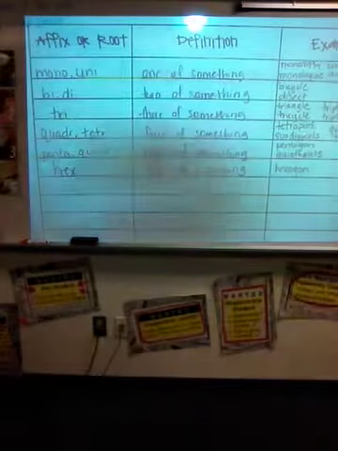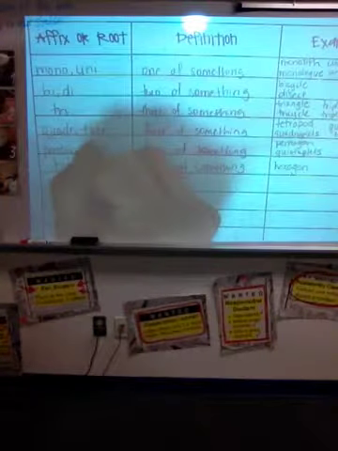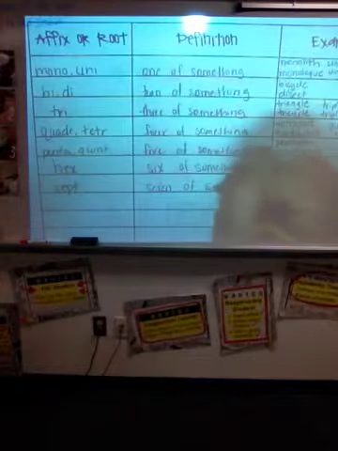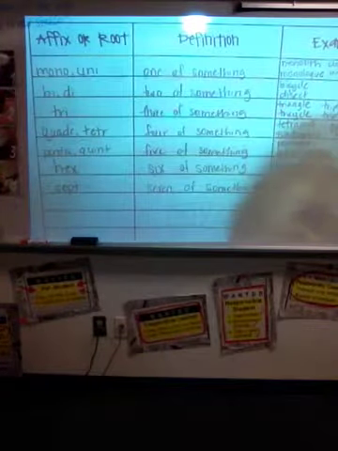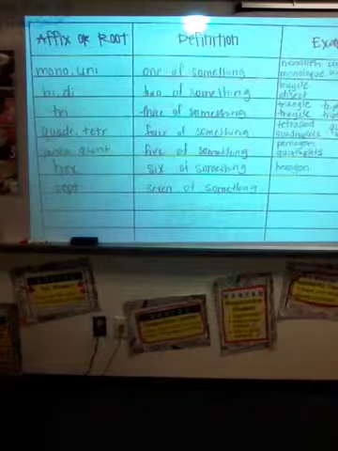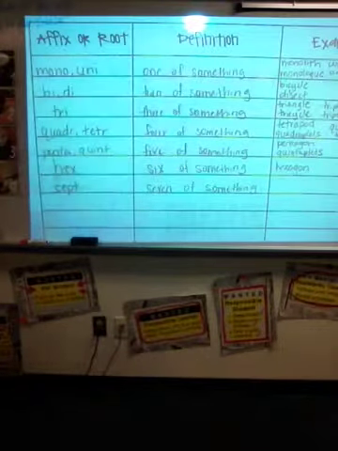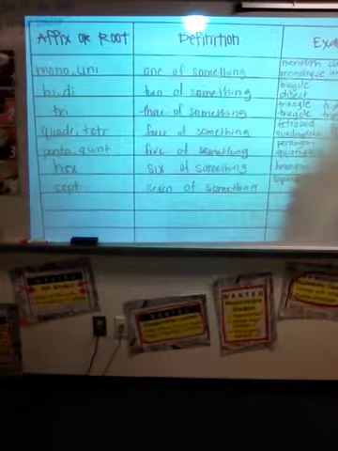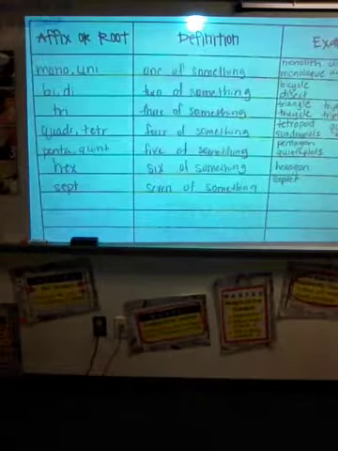The next one is sept, S-E-P-T. Sept means 7 of something. An example of this one could be, you probably haven't ever heard of this word, a septet. It's a group of musicians where there's 7 of them.